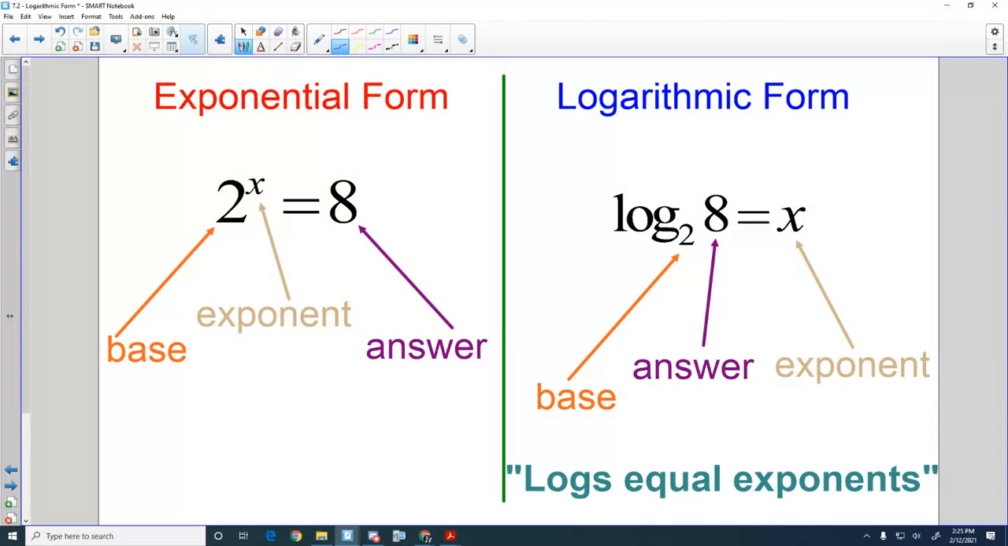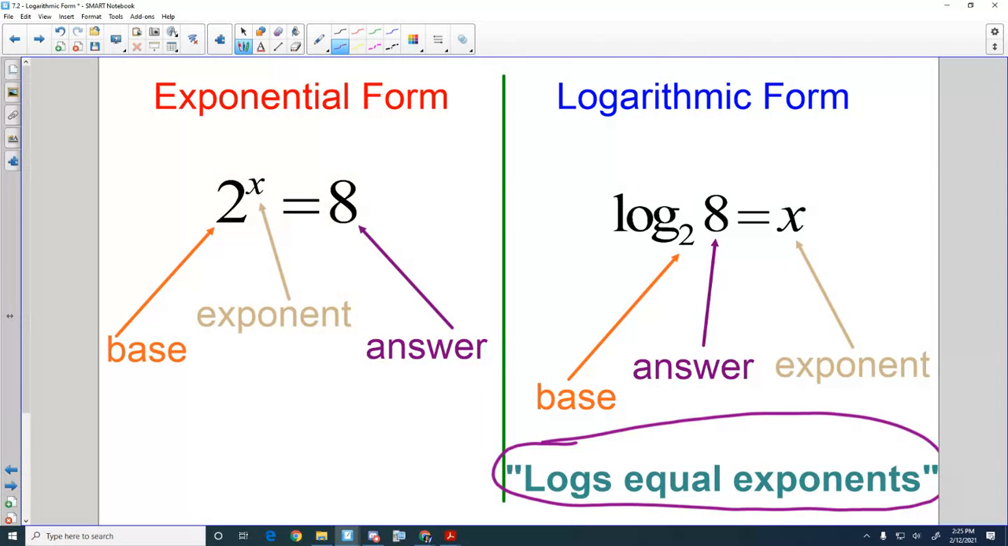So the trickiest part about this, a whole new way of writing it, is how do I know where things go? Where's the base? Where's the exponent? Where's the answer piece going to be? Well, the first thing is my wonderful chant that I'm going to keep on saying to you over and over again. And that is that logs equal exponents.